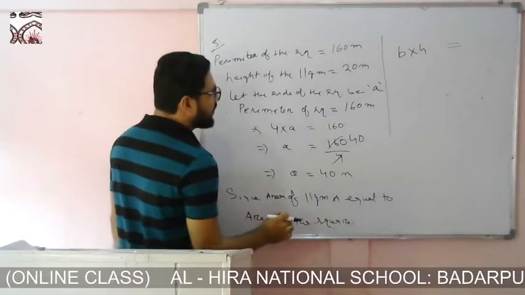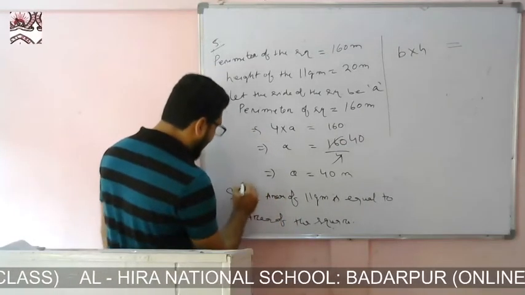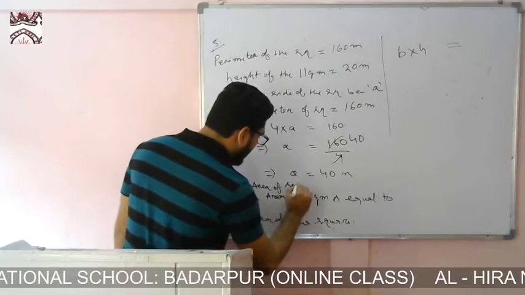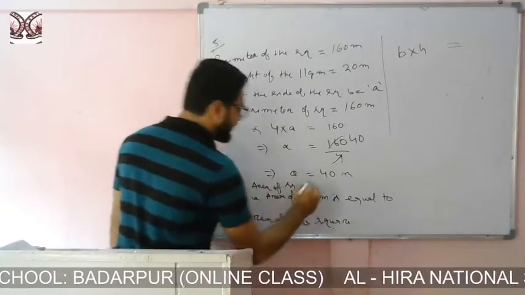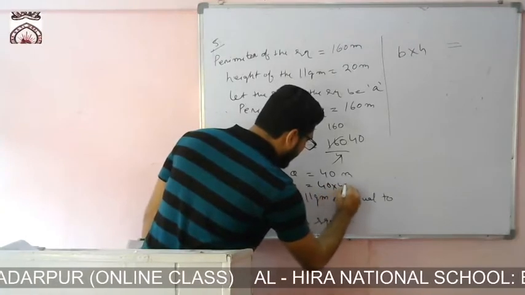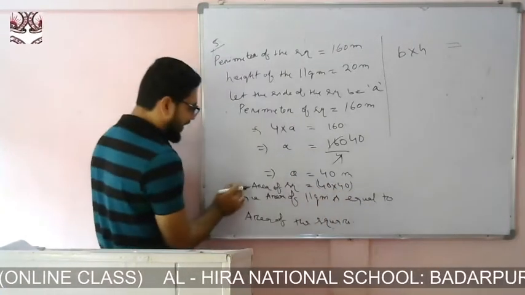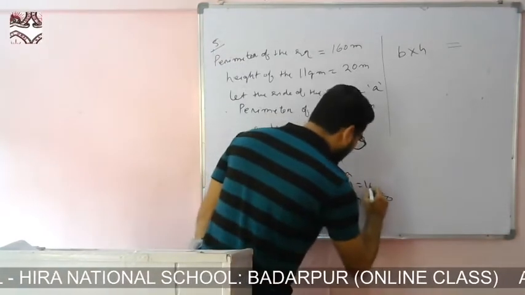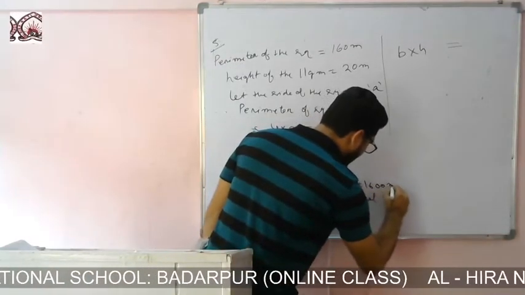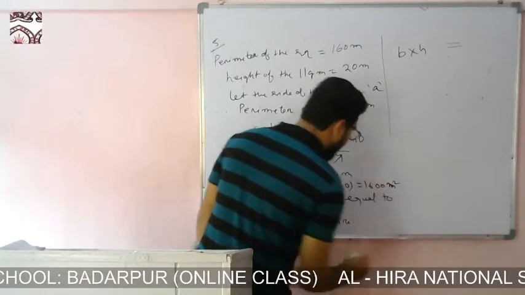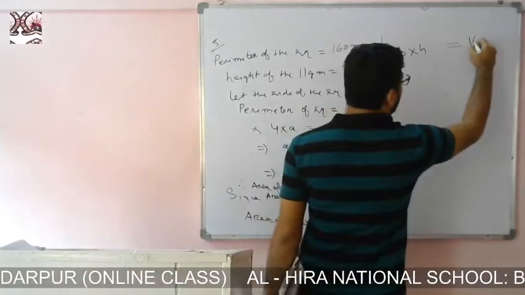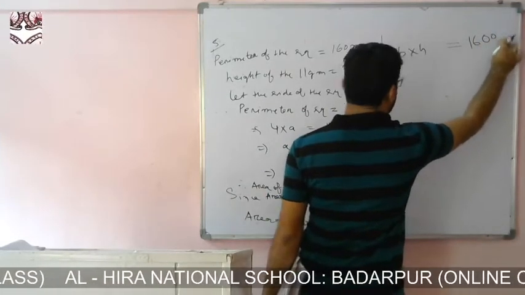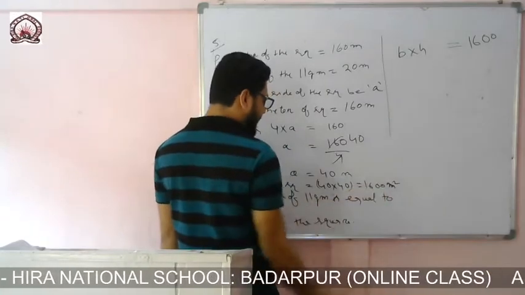Therefore the area of the square will be side into side, that means 40 into 40. 40 into 40 equals what? 4 fours are 16 and 2 zeros, so 1600 meter square.